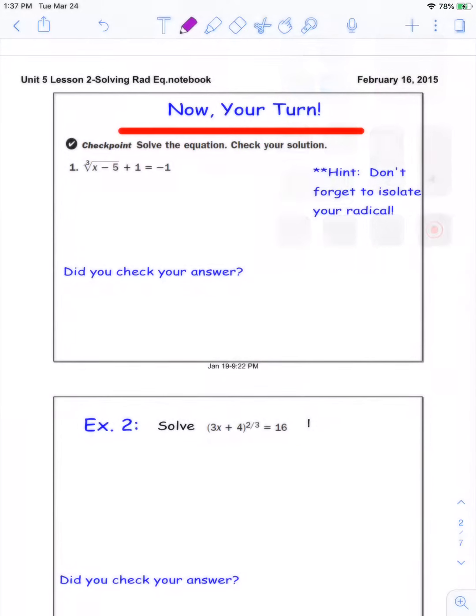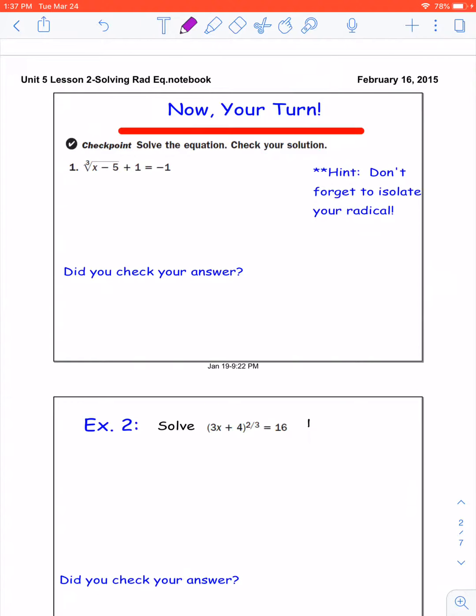Hello, Algebra 2 students. Okay, this video is definitely math related. We're going to go through each of the examples on here. Again, stop, pause, rewind, mute, fast forward.